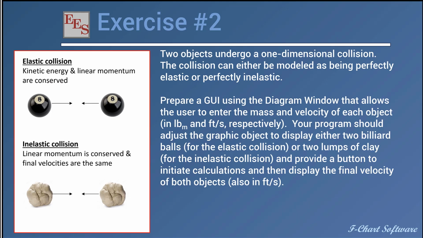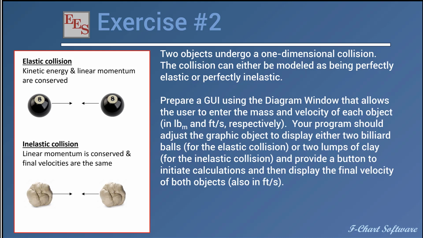So again, we're dealing with one-dimensional collisions. In this case, though, you're going to have to model those collisions as either being perfectly elastic, which means that kinetic energy and linear momentum are conserved, or perfectly inelastic, which means that linear momentum is conserved but kinetic energy is not. Instead, the final velocity of the two objects are the same. So you need to put a switch or some kind of control on the diagram window GUI that allows you to switch between those two modes, right?